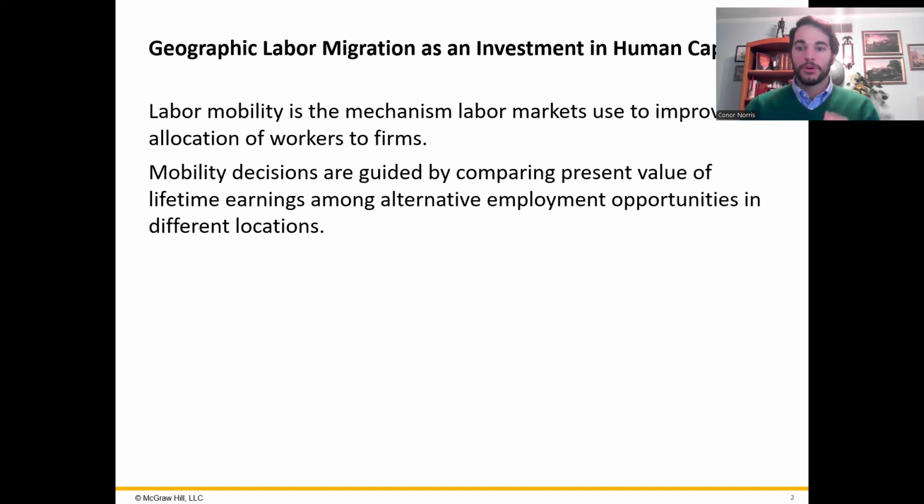Of course, workers may want to stay near their family and friends, or they may want to stay put for any number of reasons, even if they can't find a job or if they're underemployed. So in this chapter, in this lecture, and the following lecture, I'm going to talk about migration from an economic standpoint, and we're going to consider the costs and benefits from an economic standpoint.